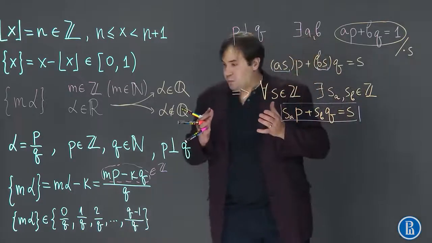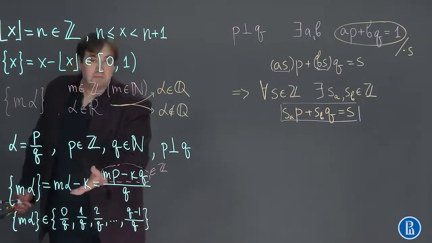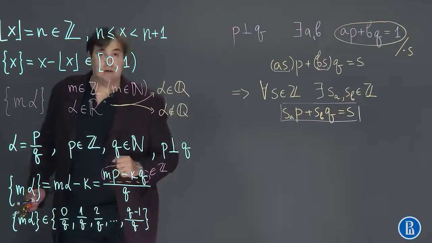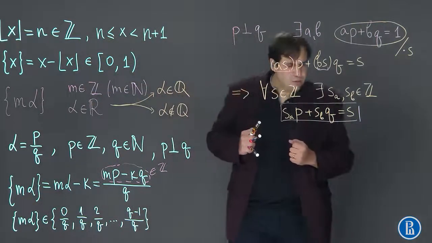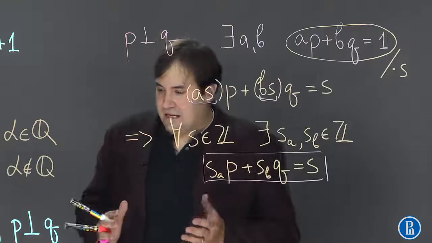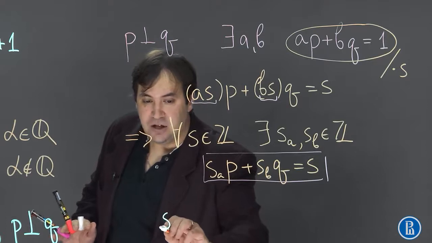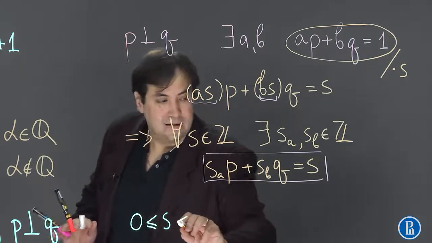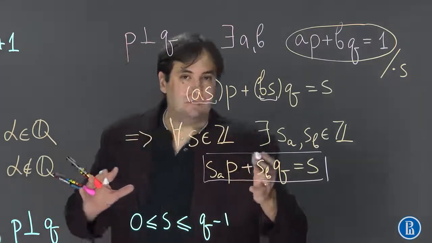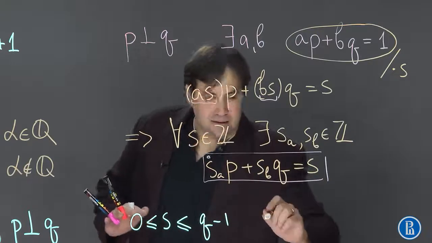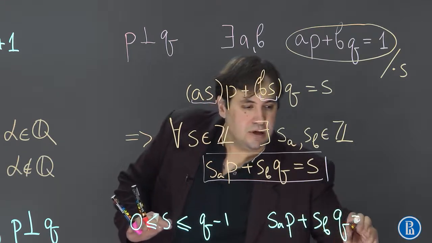Does this prove that the fractional part of m alpha actually runs through all these values? Well, yes, the answer is yes, and this is why we can state so. Indeed, let s be not just an arbitrary integer, but an arbitrary integer between 0 and q minus 1. And find the corresponding sa and sb so that sa p plus sb q is equal to s.